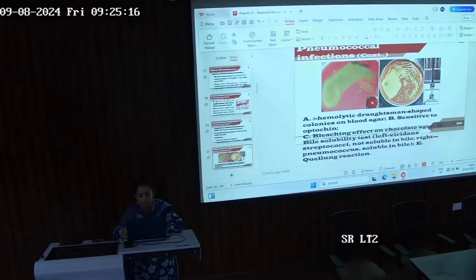The bile solubility test is positive in Streptococcus pneumoniae. Then earlier we used to do the Quellung reaction test. When we add the antiserum, a swollen capsule would be visible. So it is known as the Quellung reaction.